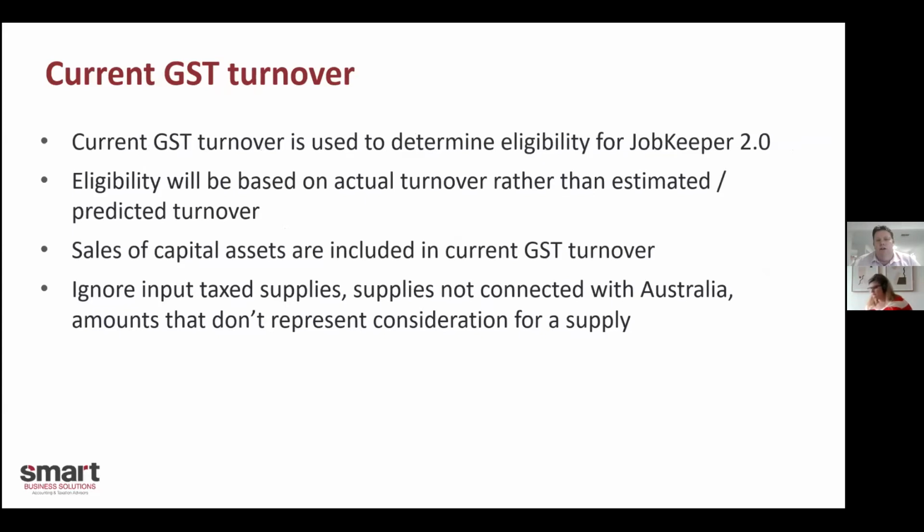So the original declining turnover test for JobKeeper 1 looked at projected GST turnover for a test period, and compared that with the actual GST turnover for the corresponding period in the prior year. This new test compares, as I said, actual to actual. So there's a slight difference, and a few differences, in the way you're probably going to calculate your actuals versus your projected. And there are a few things I just want to highlight at the top that may be included in your current GST turnover that maybe not everyone was aware of.